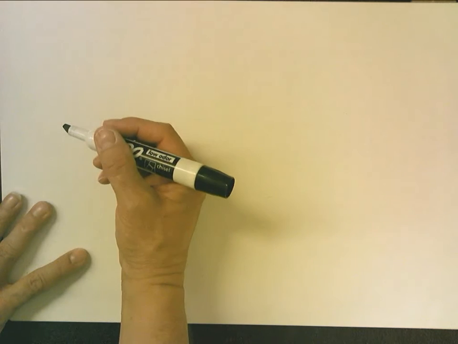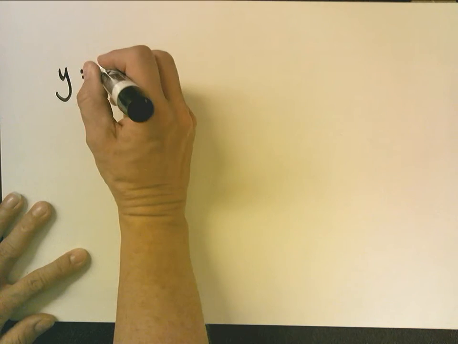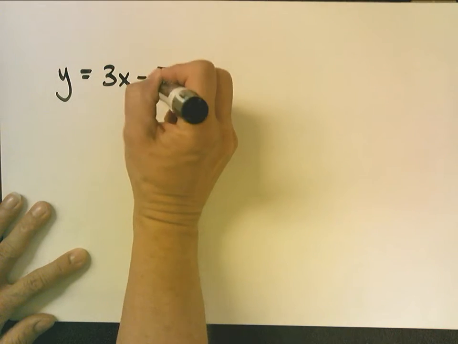Okay, now turn to page 34, and we are going to review function notation. Function notation is just a different way of writing an equation. Okay? One way to write an equation is y equals 3x minus 7.